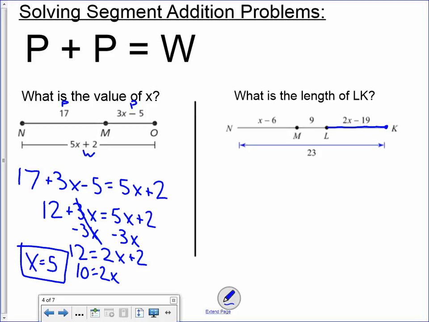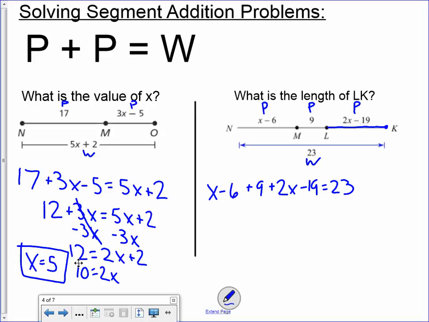It is broken into 3 pieces. So really here, my example would be piece plus piece plus piece equals whole. X minus 6 is a piece, 9 is a piece, 2x minus 19 is a piece, and 23 equals the whole thing. So my equation is going to be x minus 6 plus 9 plus 2x minus 19 equals 23. The 3 pieces added together equal 23.